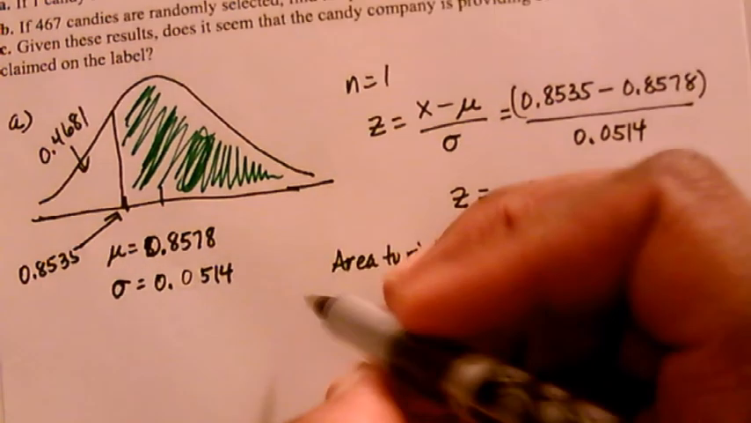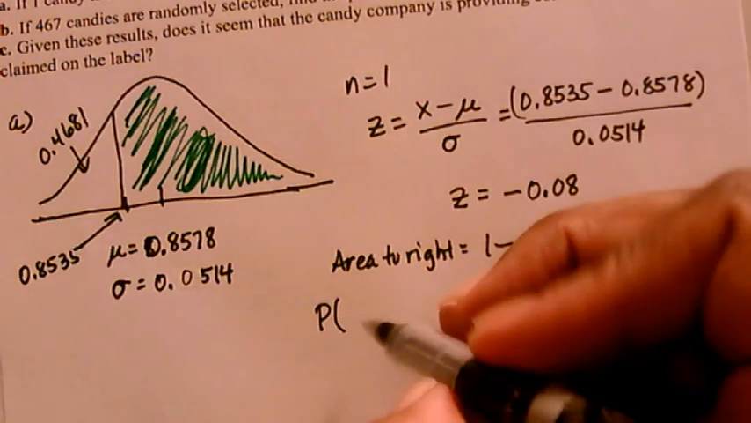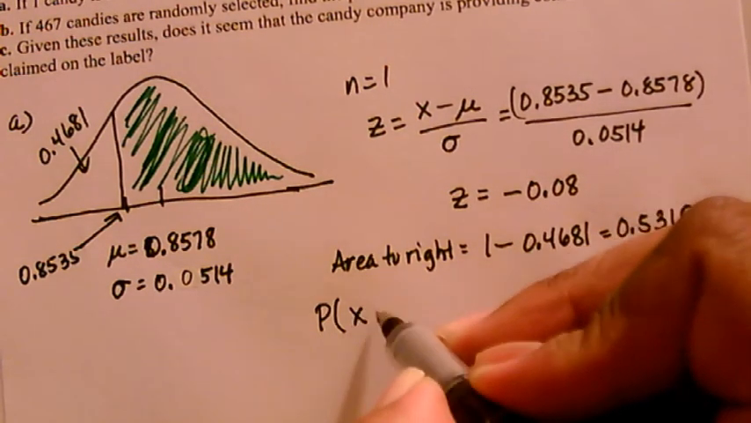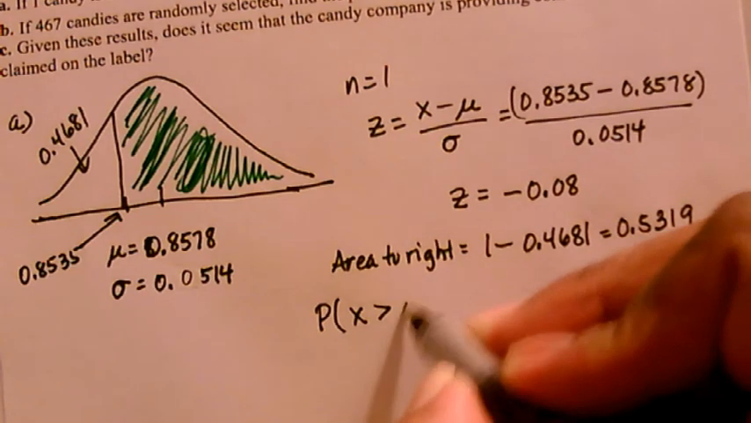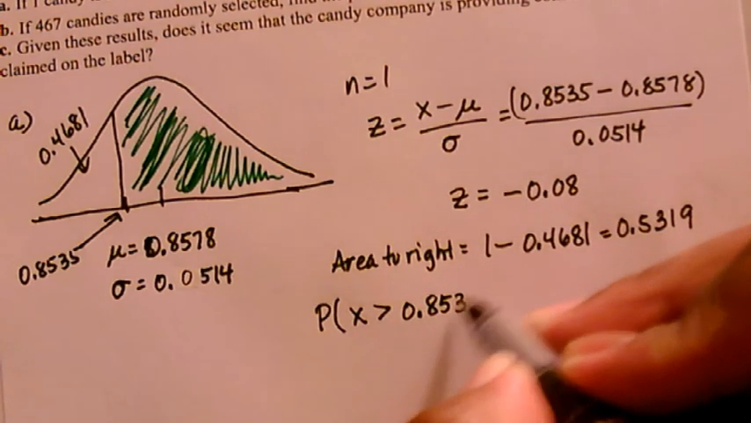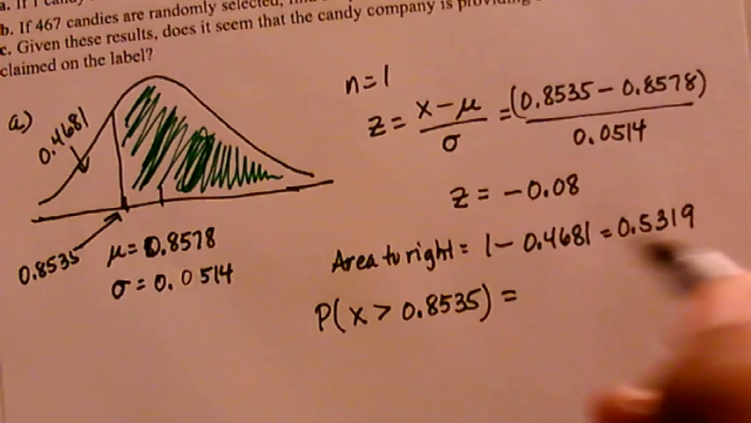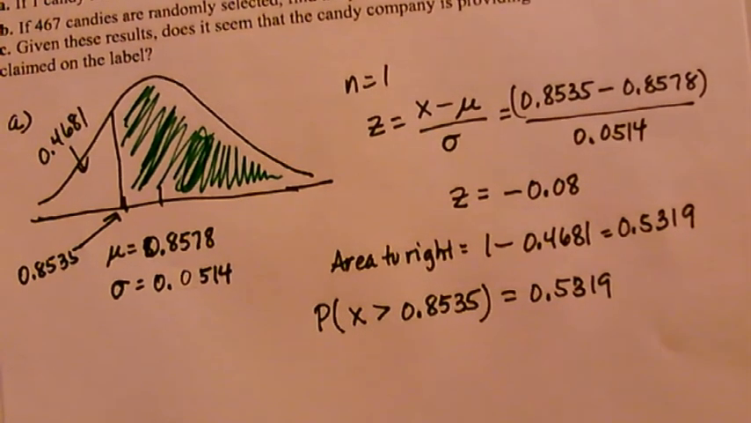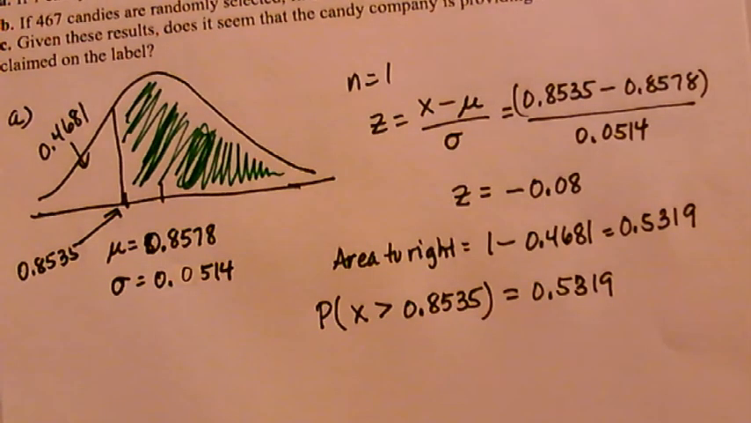So in this case, the probability, if a single candy is randomly selected, that it weighs more than 0.8535 grams, that probability would be 0.5319. Okay, so that's part A.